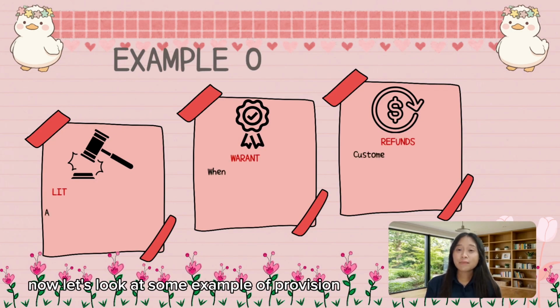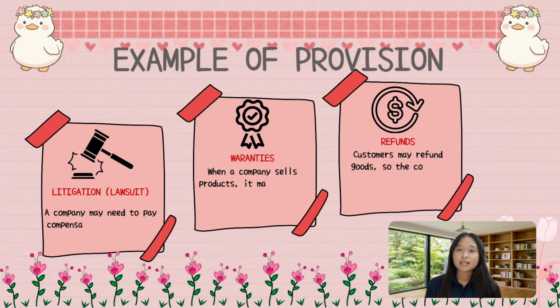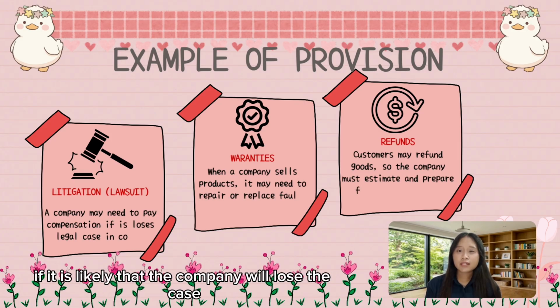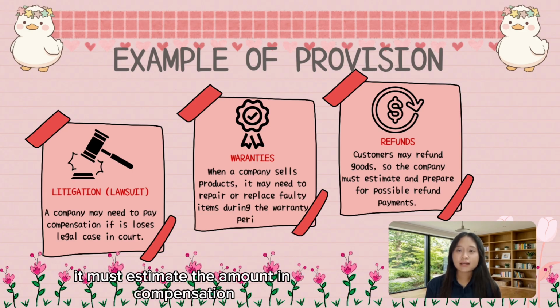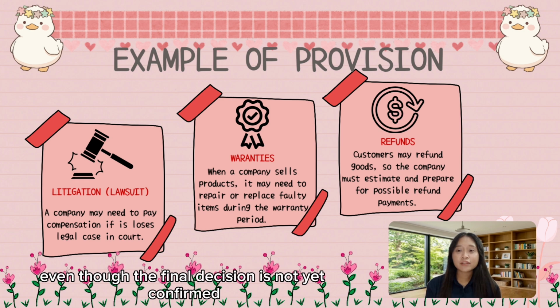Now, let's look at some examples of provision. The first example is litigation. This happens when a company is involved in a lawsuit. If it is likely that the company will lose the case, it must estimate the amount of compensation and record it as a provision, even though the final decision is not yet confirmed.